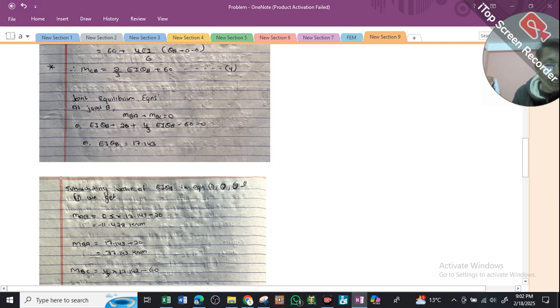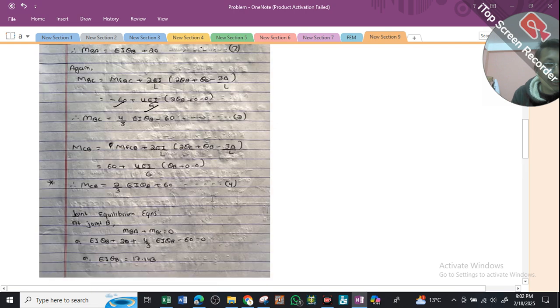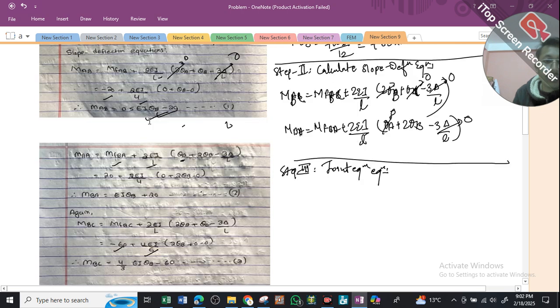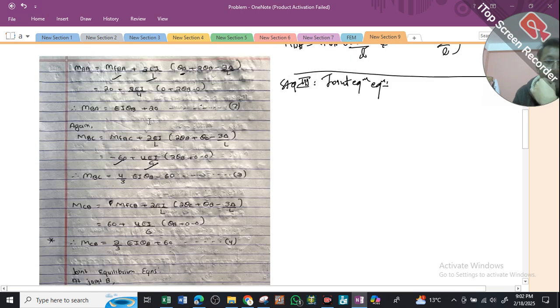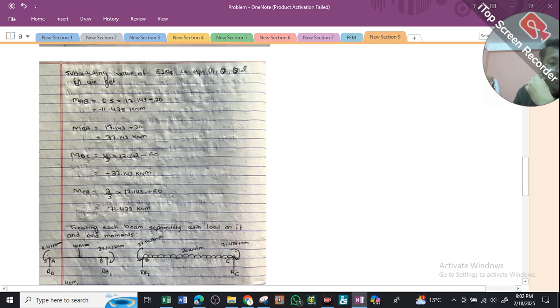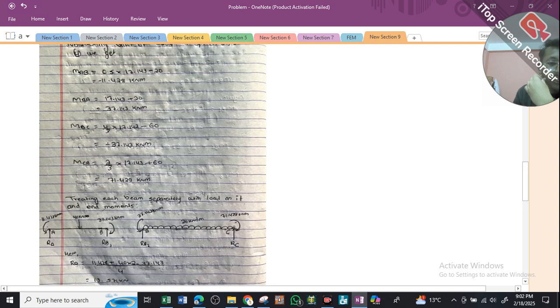We can simply substitute the value of EI theta B in equation 4, equation 3, equation 2, and equation 1, and then we'll get all our required values of MAB, MBA, MBC, and MCB. So we have our values of MAB, MBA, MBC, and MCB.